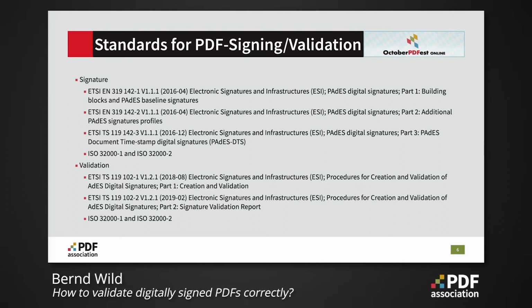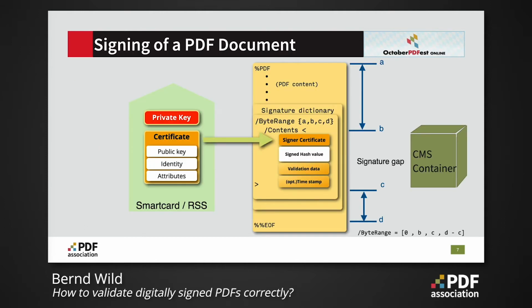Besides the 3-part ETSI and CEN standard 319 142, which describes the so-called PAdES standard, which stands for PDF Advanced Electronic Signatures, the ISO 32000-1 and -2 also include the way signatures are integrated into the PDF structure. Only very briefly to the process of signing a PDF, which is shown here in a simplified form.